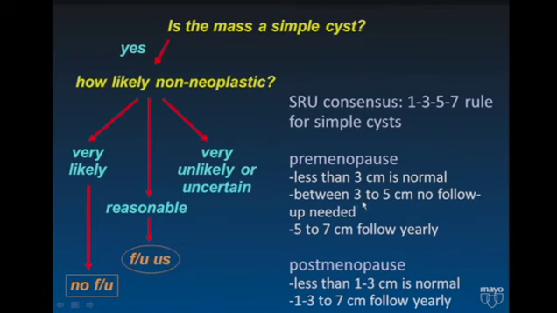Likewise, even up to 5 centimeters, premenopausal patients with simple cysts don't need to be followed. After that, the SRU consensus panel was to follow these on a yearly basis. In postmenopausal patients, if it was certainly less than 1 centimeter in size and a simple incidental cyst, follow-up would not be necessary. And actually, that threshold could be increased up to 3 centimeters, depending on the practice preference. Because essentially what we're trying to distinguish is non-neoplastic cysts versus benign neoplasms. So we're really not worried about malignancy when we're looking at simple cysts.